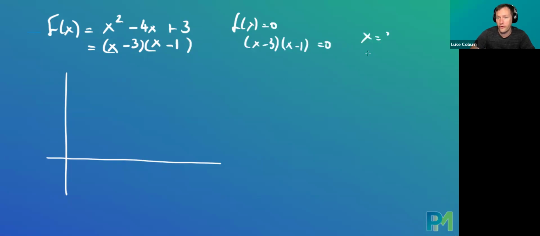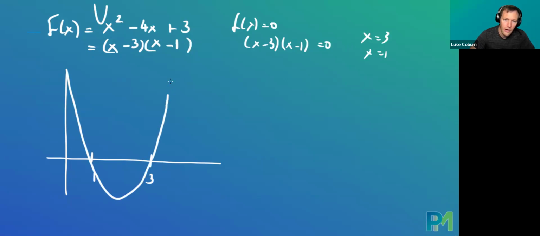Which means that x is equal to 3 and x is equal to 1 are the two roots. So we can go to 1, we can go to 3, and we see that the coefficient here is a plus, so we have a U shape, right? So we're going to draw a U shape that goes down and through there, like this. Now we want to look at this in a few different ways.